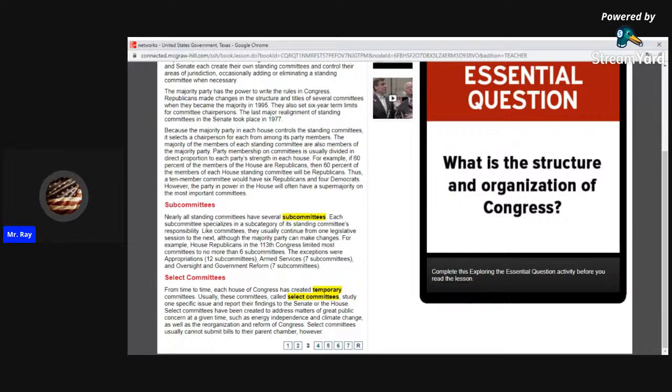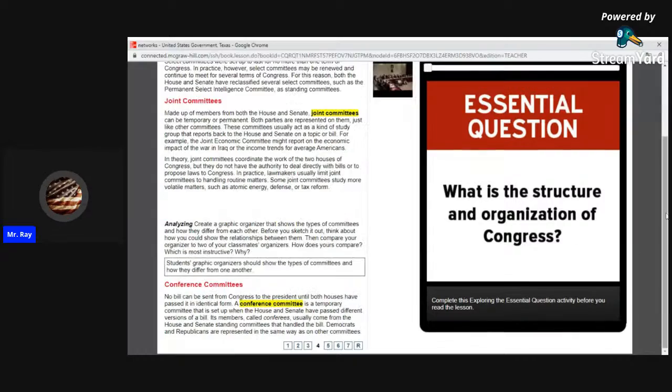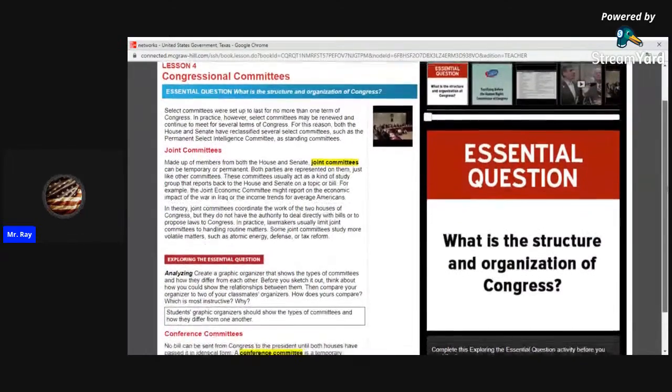We also have the select committees. These select committees are temporary and they study one special issue. Again, it could be climate change or energy independence, but it's one special issue that's important for that moment. They usually only have one session, but they can be restarted. These are select committees. And then we have also the joint committees.